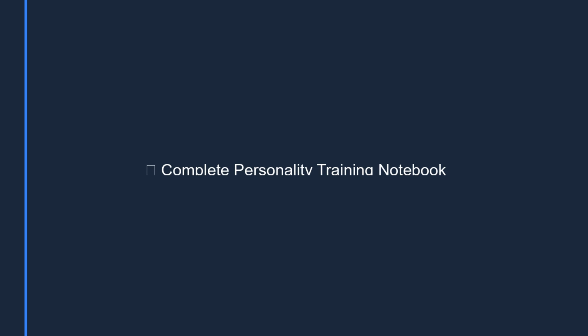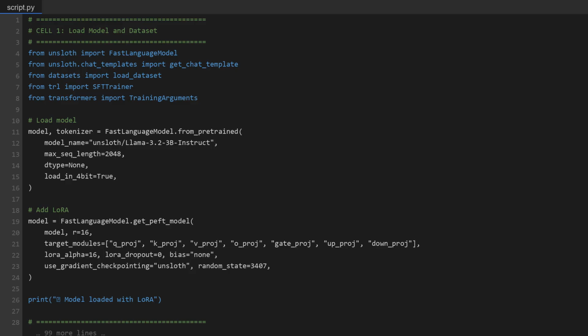Complete personality training notebook. Save this notebook to `notebook/04-chat-model/02-personality-training.ipynb`. It's a complete self-contained pipeline. The first cell loads the tokenizer, model, and Llama. The second cell loads your training and validation JSON files and applies the chat template, so every conversation is formatted correctly for the model. The training configuration sets your epochs, learning rate, batch size, and evaluation strategy. These are the knobs you'll adjust between runs as you iterate.